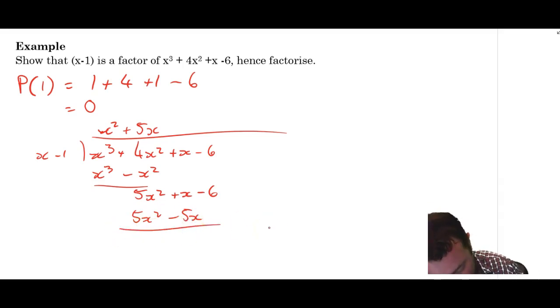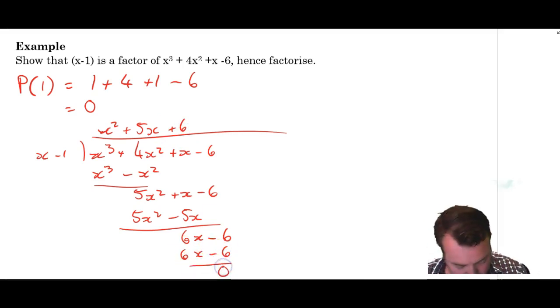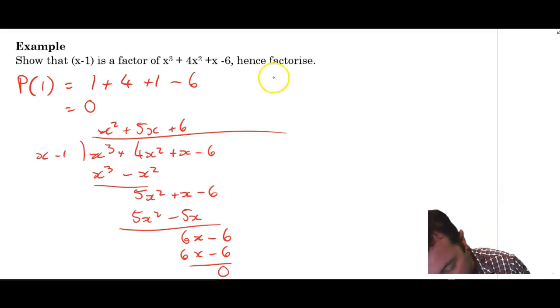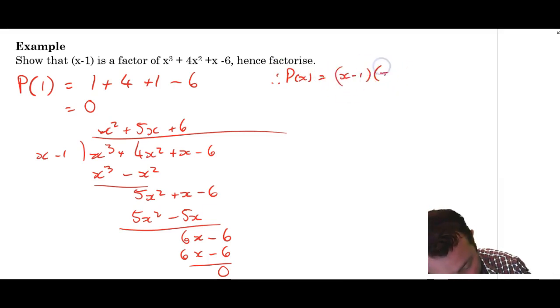Subtract these ones here, and I get 6x minus 6. And x minus 1, does it go into that? Yes, it does. Goes into that plus 6. 6x minus 6. And 0, because I need a remainder of 0. So now I can say polynomial of x is equal to x minus 1 outside of x squared plus 5x plus 6.